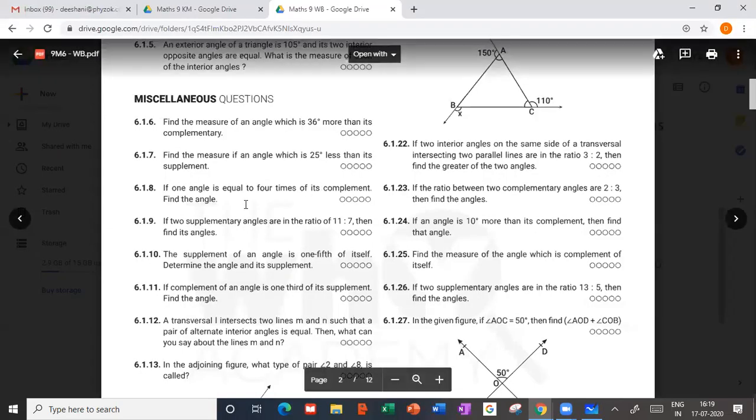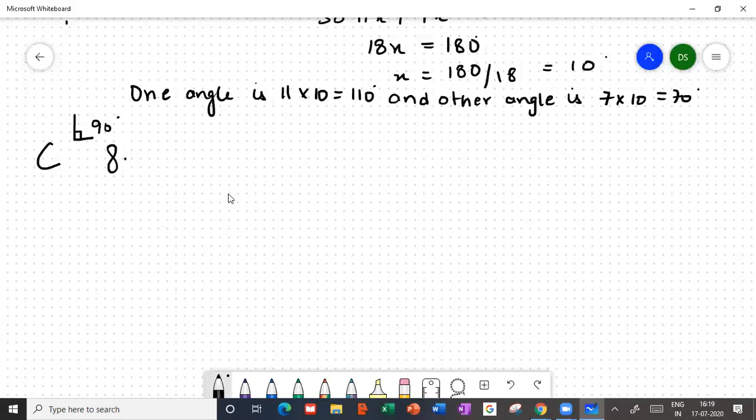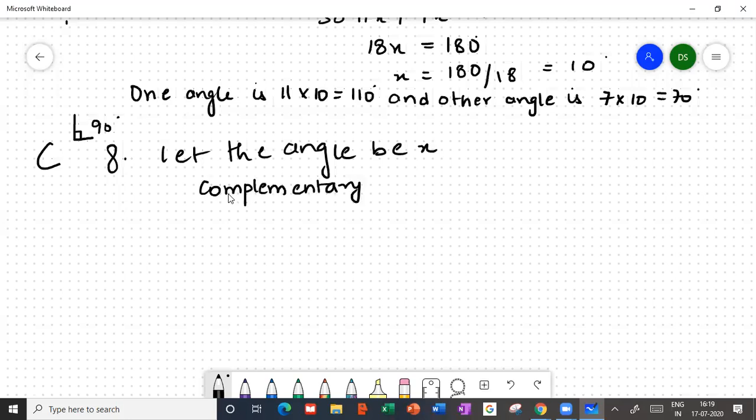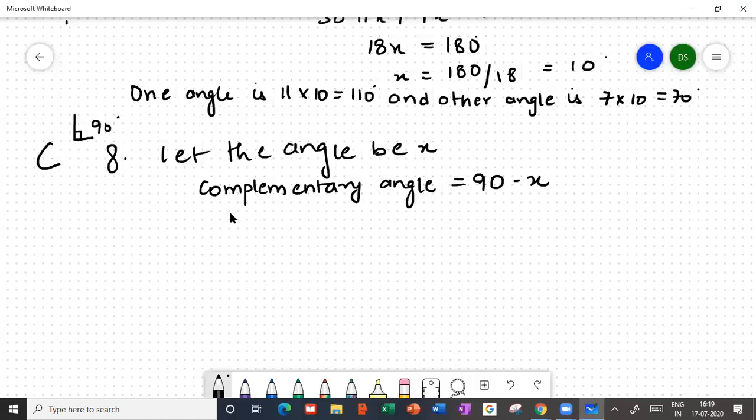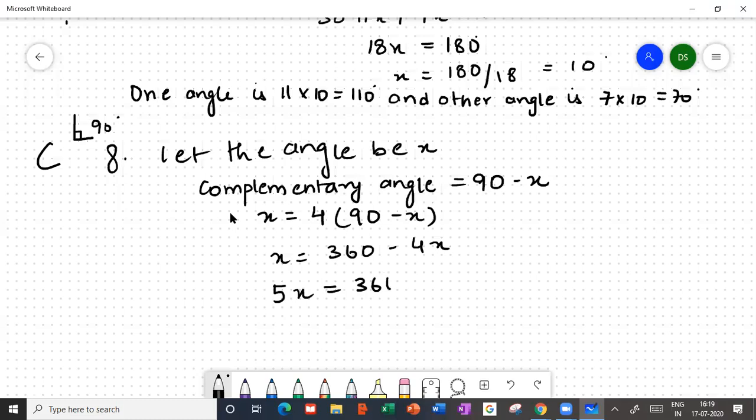Ma'am, would it be like x plus 4x equals 90? No, it will be like this. Let the angle be x. The complementary angle will always be 90 minus x. They are saying the angle is 4 times its complement, so x is equal to 4 bracket 90 minus x. And you solve this. This will go this side, it will become 5x. X is equal to 72.